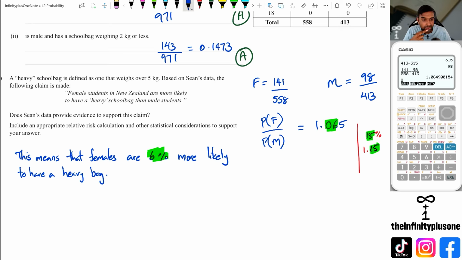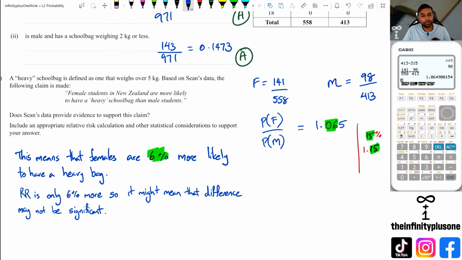So we've done the relative risk calculation, and then we've got to consider other statistical considerations to support your answer. So as I was saying before, the relative risk is only just above 1. So the actual difference might not be significant enough. So just something to keep in mind, that because it's such a low number, the actual difference may not be significant. So that's pretty much it for this question.